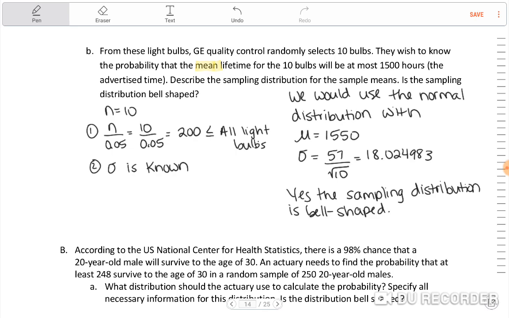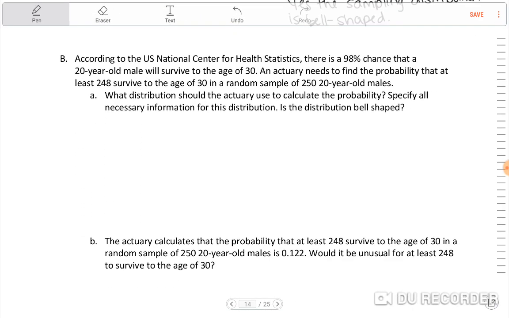Let's see here. What does big letter B say? According to the U.S. National Center for Health Statistics, there's a 98% chance that a 20-year-old male will survive to the age of 30. An actuary needs to find the probability that at least 248 survive to the age of 30 in a random sample of 250 20-year-old males. What distribution should the actuary use to calculate the probability? Specify all necessary information for this distribution. Is the distribution bell-shaped? Okay, so let's see here.